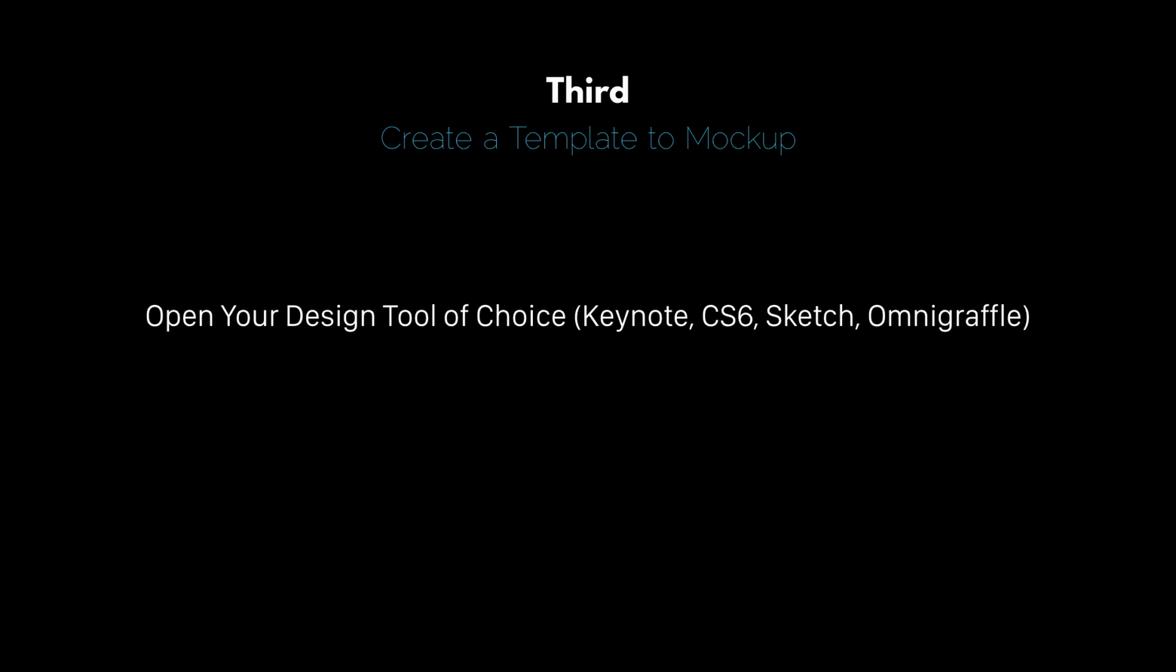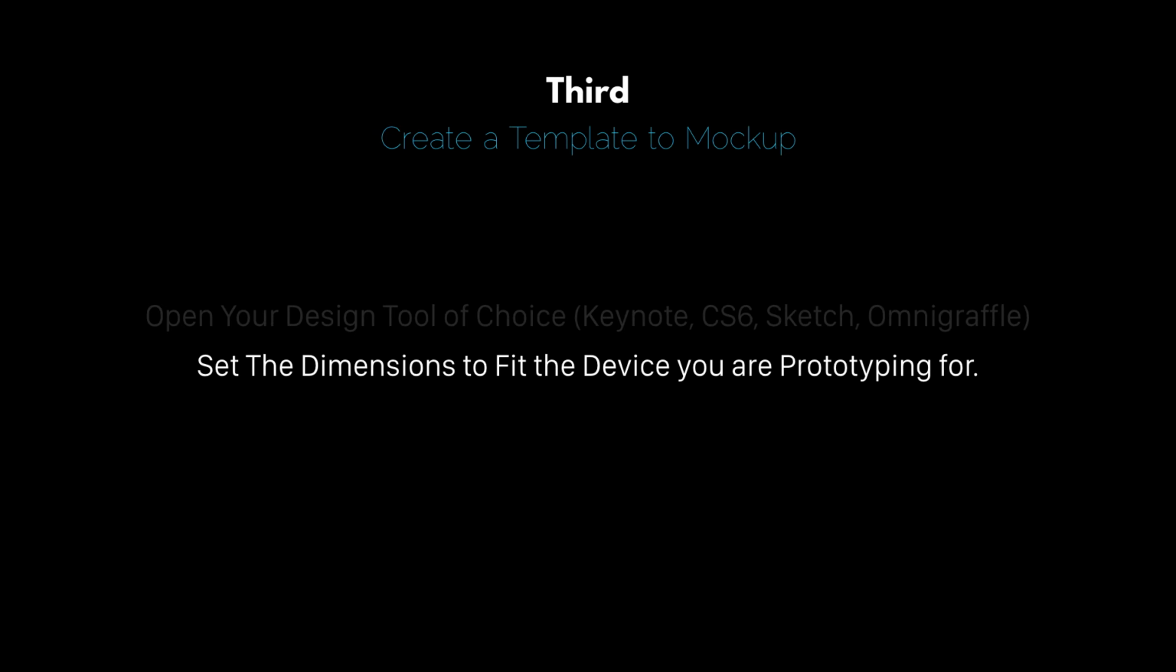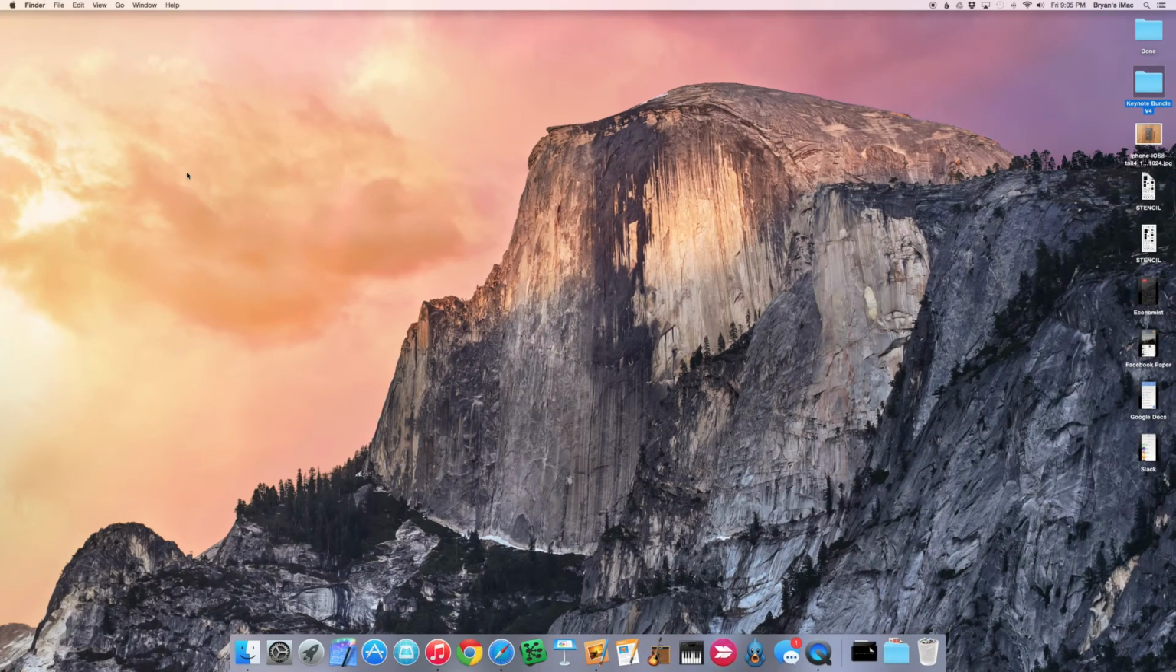Okay, so now this is where we're going to start moving from atoms to bits, which is another Jeff McDonald saying. So open the design tool of your choice. This could be Keynote, Creative Suite, Photoshop, and Illustrator. Sketch is a new one everyone really likes, or OmniGraffle. You can do other applications like InVision or different prototyping applications, but it's really not that important for this exercise that you use those, because we're not going to make any interaction at first. We're just making a mockup. So we're going to set the dimensions to fit the device you are prototyping for, and that'll look a little bit like this.